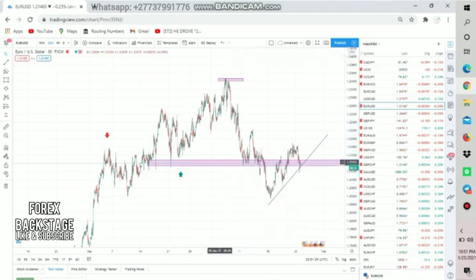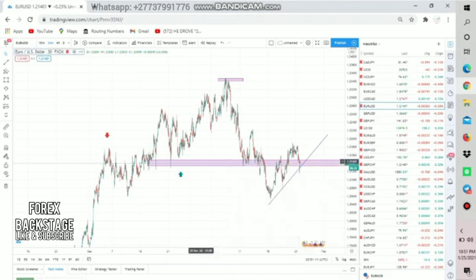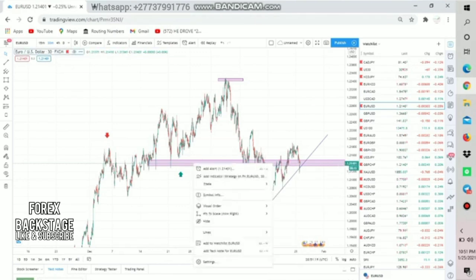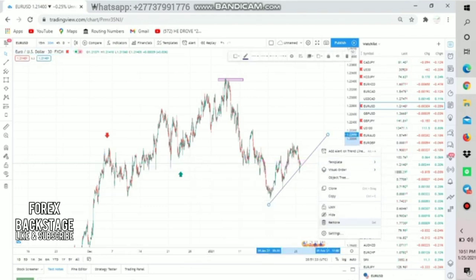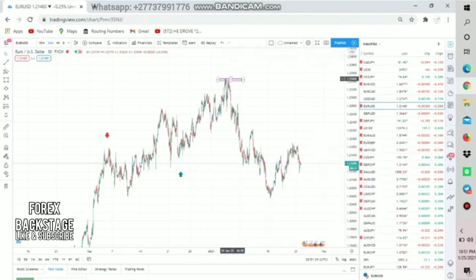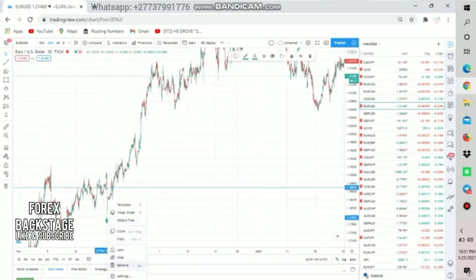Ten minutes limited time. Okay, let me remove these drawings quickly, and then I'm going to redraw and show you guys how we trade with my strategy. So just bear with me as I remove these. So the pair is Euro USD, as you can see.